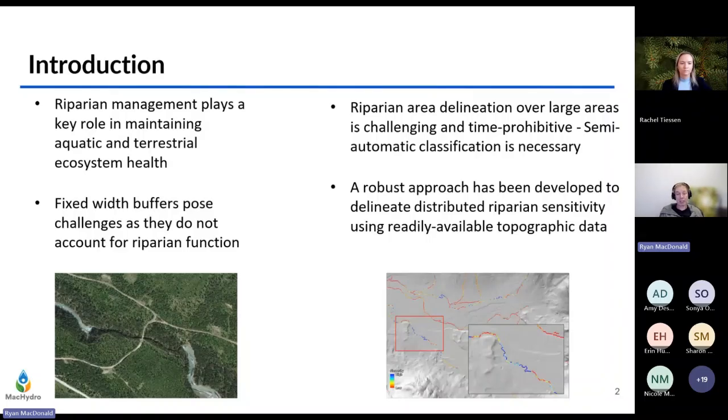One of the challenges, and one of the reasons why fixed width buffers are an implementable idea, is that understanding the variability in riparian areas across a very large region is super challenging. Historically, without the advent of things like high resolution imagery or LiDAR data sets or other data sets that we have available to us now, it was really a management regime that could be implemented across a large geographic space. And defining riparian areas over large regions can be time prohibitive and computationally prohibitive as well.